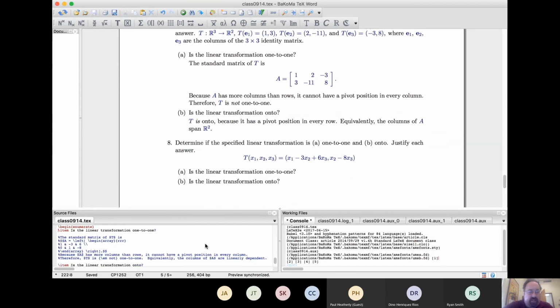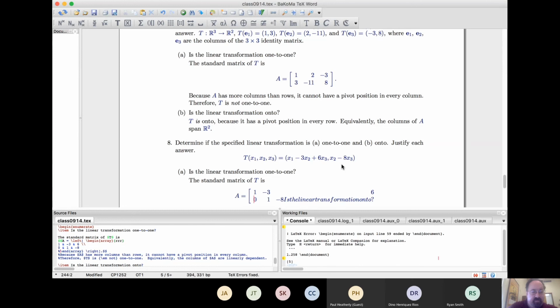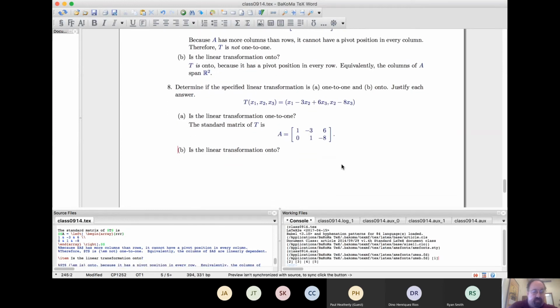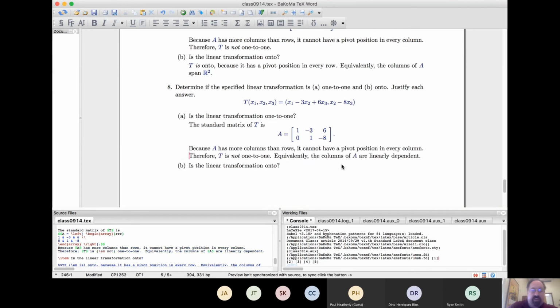And finally, this transformation described using these formulas. Here we have 3 inputs, and again we have 2 outputs. And here we can readily define the standard matrix row by row. And the answer to one-to-one is immediate. Same thing. More columns than rows is not going to have a pivot position in every column. So it is not one-to-one.